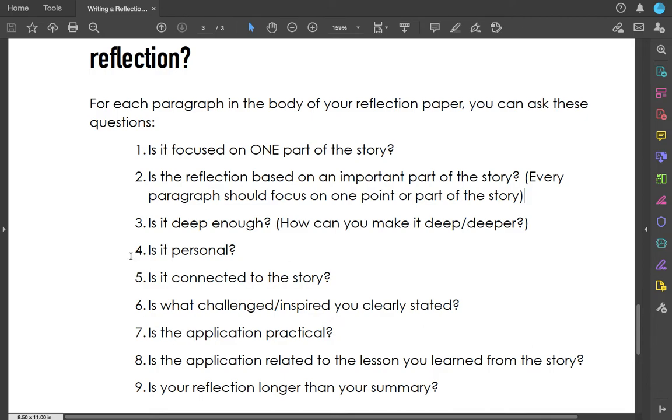Also, is it personal? Or are you talking about your neighbor in your body? Again, this is the body. In your conclusion, you can talk about your neighbor. But in your body, you ought to talk about yourself. Is it connected to the story? Is your reflection connected to the story? That's very important. So make sure that you always connect it to the story.